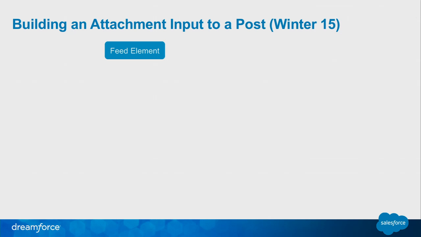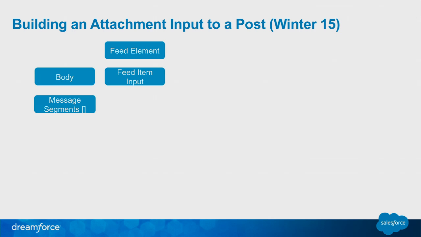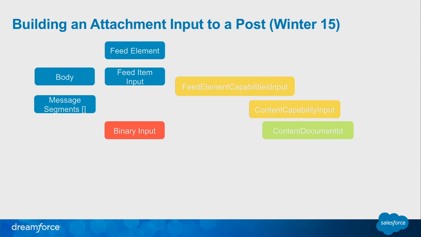So again, feed element is now at the top of the tree. We have the feed item input, the body, the message segment, same as last time. But now in Winter 15, we have these new capabilities. And in the same way that we had to create instances of the message segments, now we have to create instances of these capability inputs, and that's how we can add content, so files, to these posts.